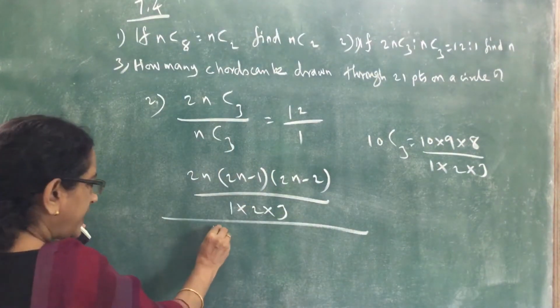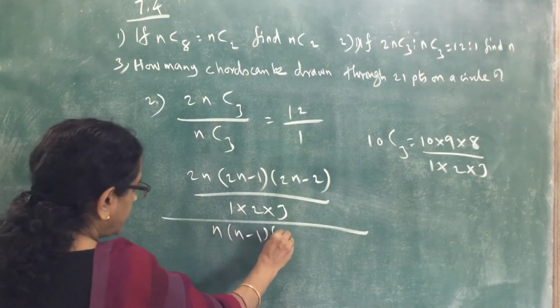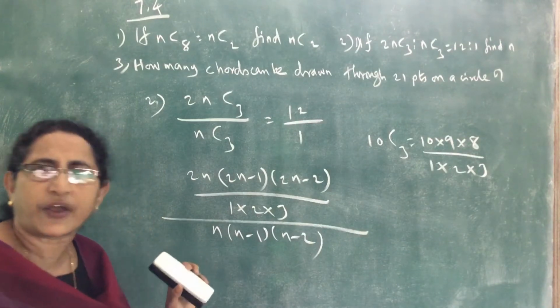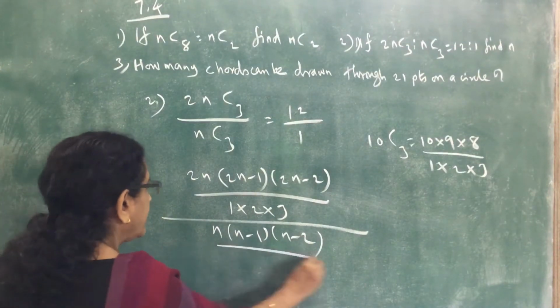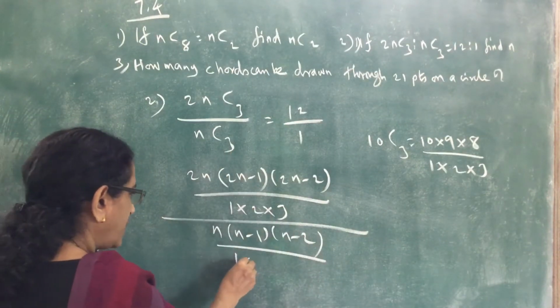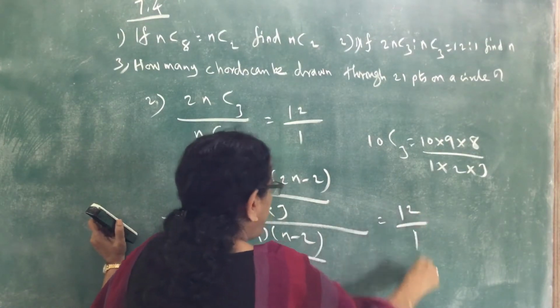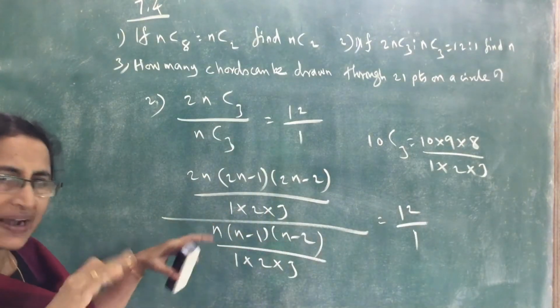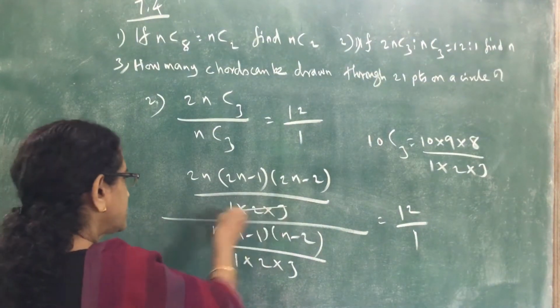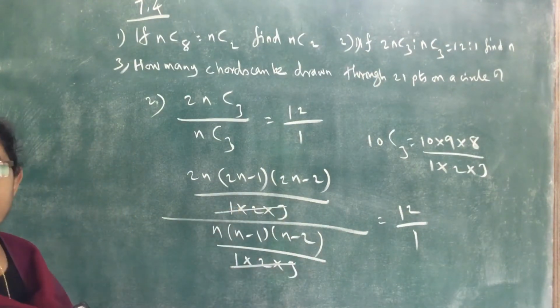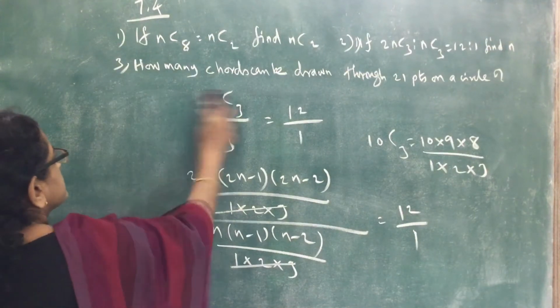nC3. Similarly, n into n minus 1 into n minus 2, 3 numbers we have to multiply, divided by this 3 factorial, 1 into 2 into 3. That is equal to 12 divided by 1. So when we multiply by the reciprocal, this 1 into 2 into 3 will be cancelled. So what we get?